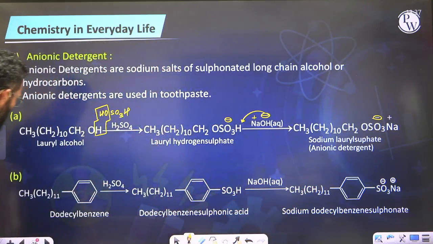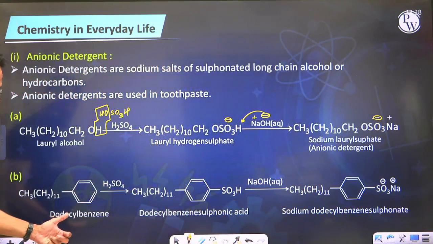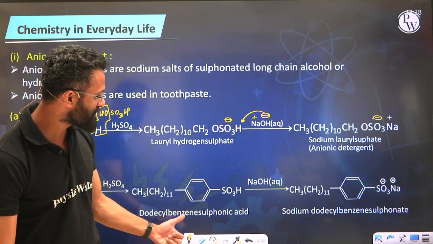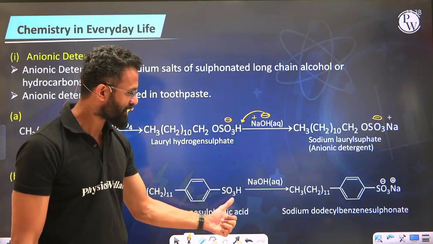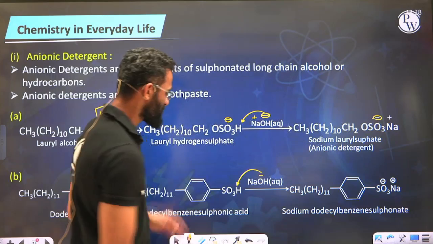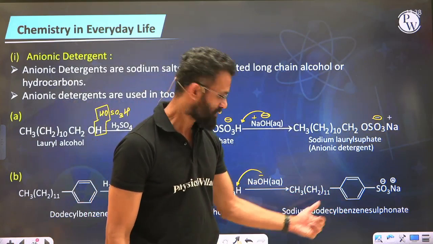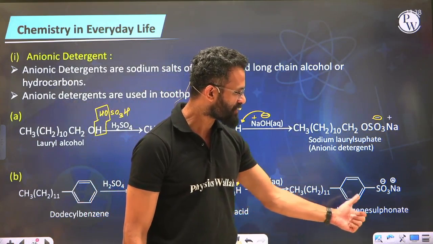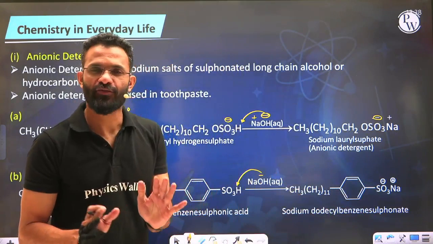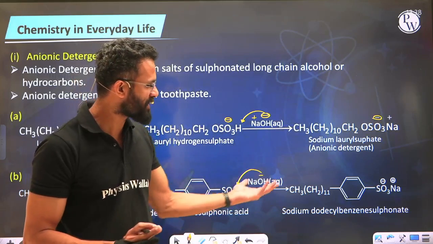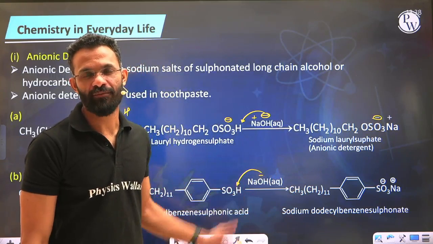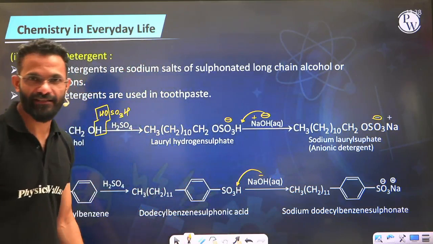One more example of anionic detergent you can see here: dodecyl benzene, which is sulfonated first to give you dodecyl benzene sulfonic acid. Again, when you treat that with the base, it will accept H plus and convert that into a sodium salt. So sodium dodecyl benzene sulfonate is another example of anionic detergent. Guys, you will just have to remember the names, and once you remember the name, remembering the structure is not really that difficult. So these two examples belong to category of anionic detergent.